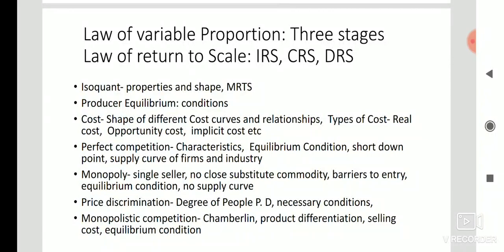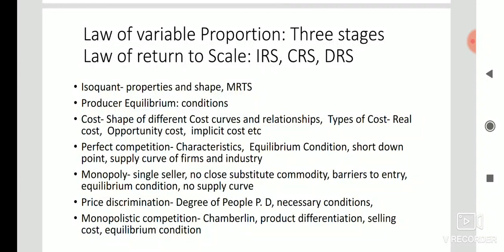And the supply curve of a firm is the upward portion of the marginal cost curve. In case of perfect competition, the upward portion of the marginal cost curve above the minimum point of AVC is called the supply curve. Remember, this is an important question: the supply curve of a firm under competitive condition is the upward portion of MC above the short run average variable cost. And the short run industry supply curve is the horizontal addition of the supply curves of firms.